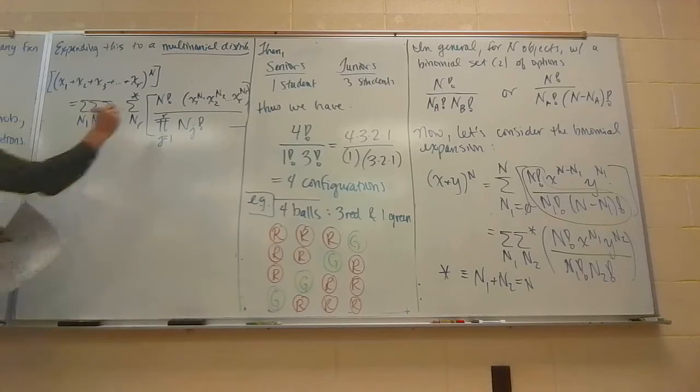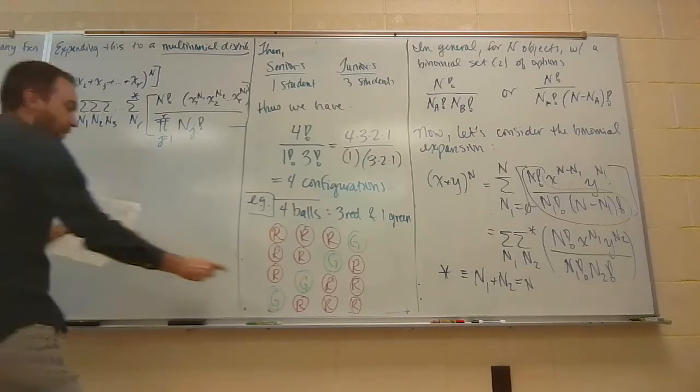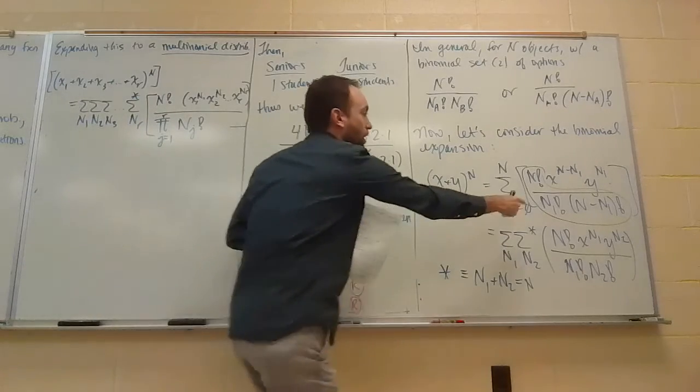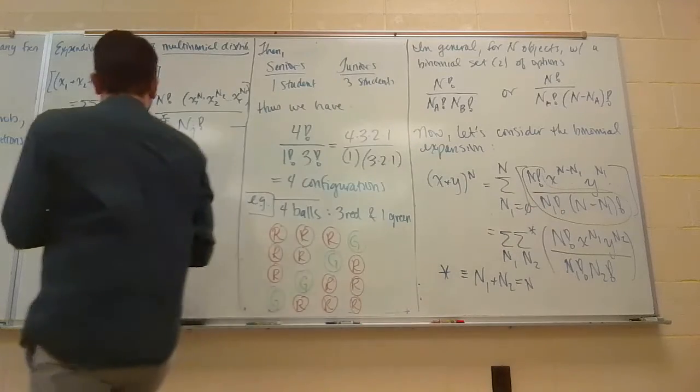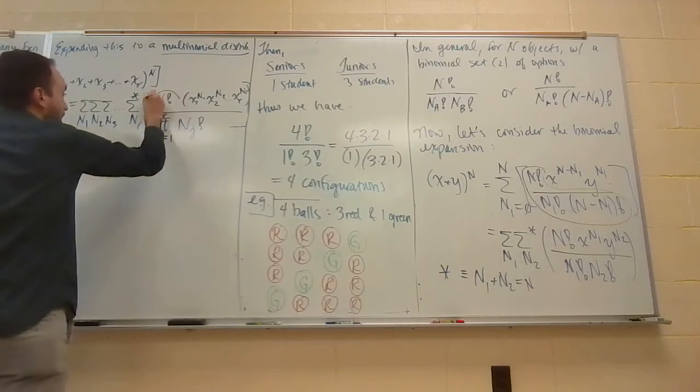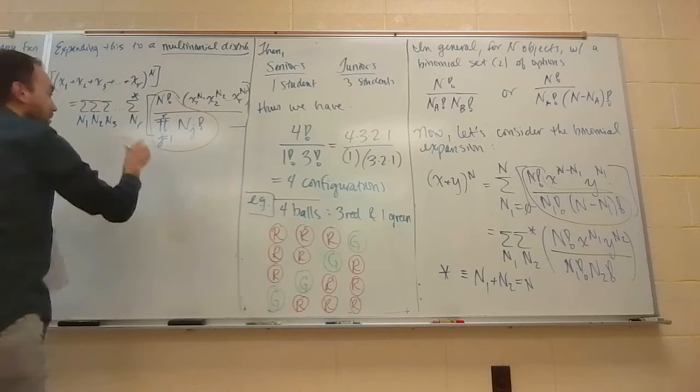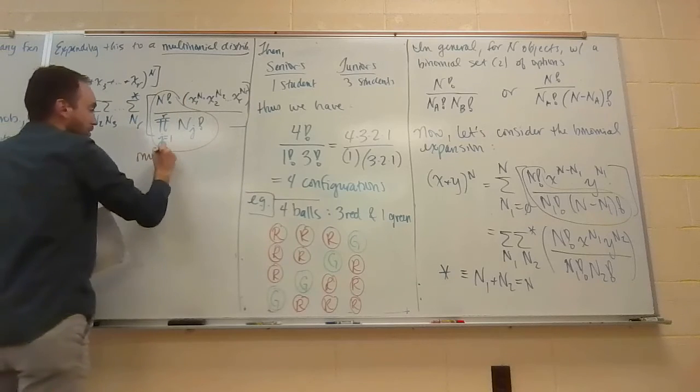All right, now this piece out front, if this was our binomial coefficient, then that means that this must be our multinomial coefficient.